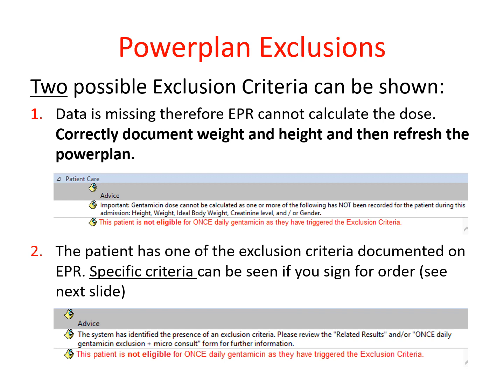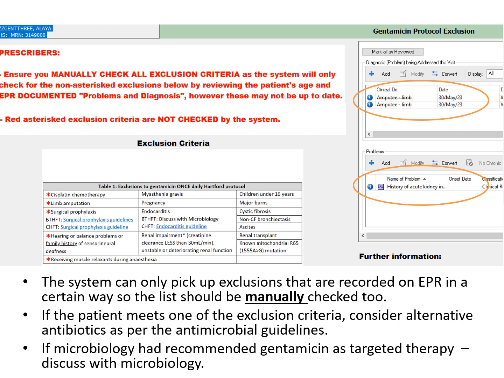Other patients may have exclusion criteria which are already documented within EPR. An example would be if they've got an amputation. If the patient is recorded as having an amputation within problems in diagnoses, this would flag as an exclusion criteria. If you try to proceed with prescribing the gentamicin, it will show you what the exclusion criteria are. In this example here, in the top box, you can see an amputation of a limb, and in the bottom box on the right-hand side, you can see that they've developed an AKI, and that will flag as a reason not to prescribe gentamicin.